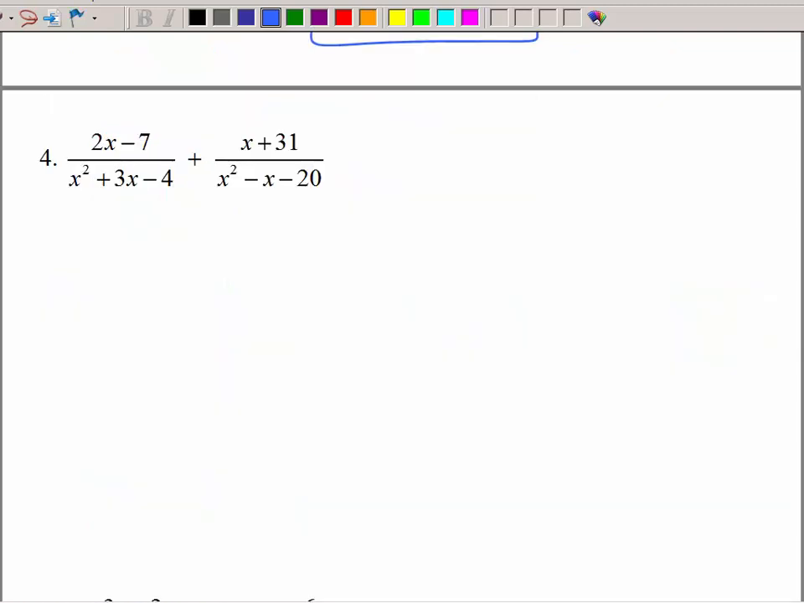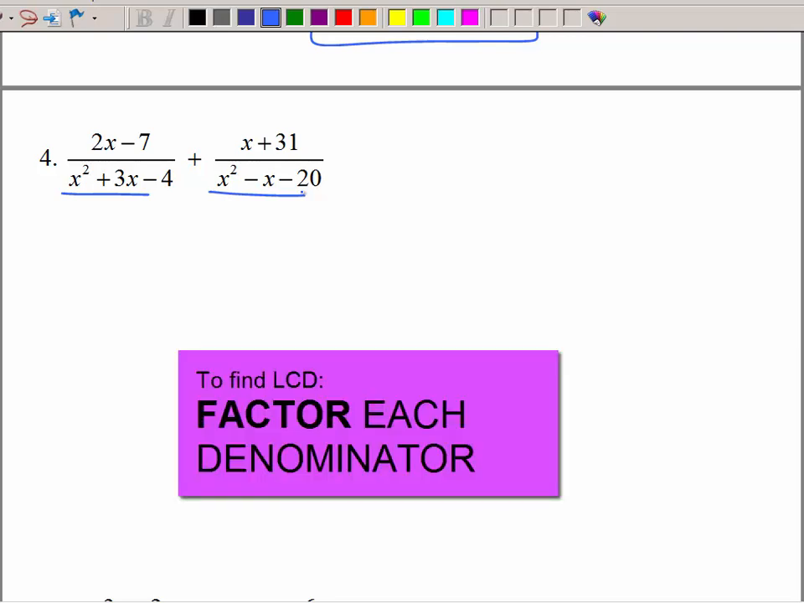Ooh, that looks a bit tougher, but at least I don't have a minus sign. But man, look at those denominators. Well, as I recall, to find the LCD, it says write down one of every kind of factor. So I need to factor those denominators. So let's just do it right underneath here. That's a pretty easy trinomial. What multiplies to get negative 4 and adds to get 3? A positive 4 and a negative 1.